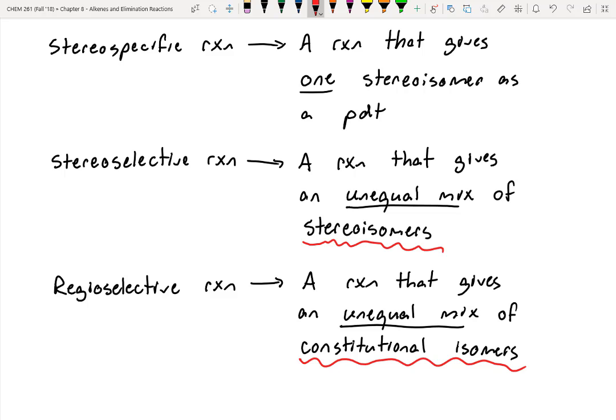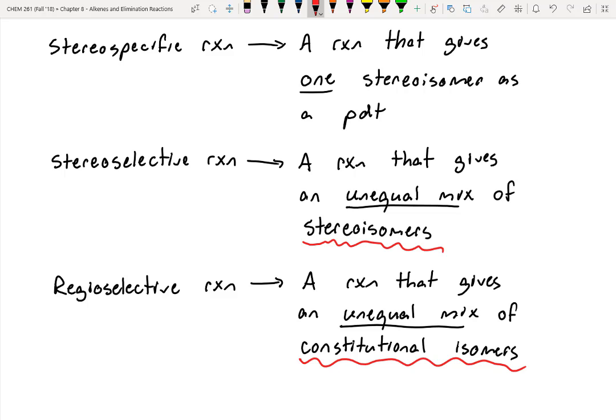So when we have a Hoffman product versus a Zaitsev product, are they the same connectivity? No, the double bonds are in different positions. So which one would it be then? Regioselective. Oftentimes when you're reading through your textbook, it will refer to these E2 type reactions as being regioselective. That's because we're getting two different constitutional isomers in an unequal ratio.